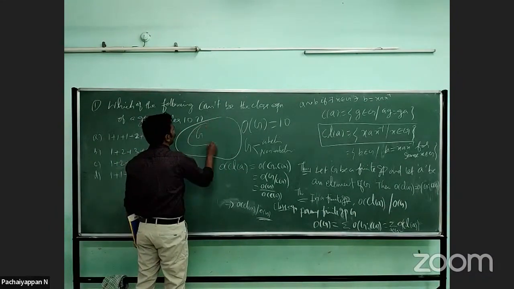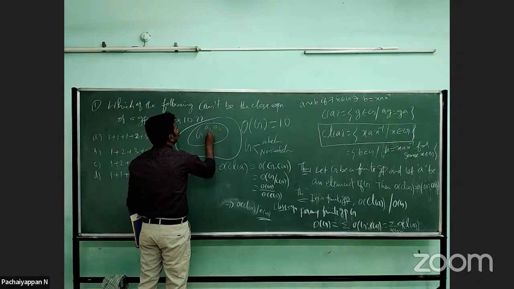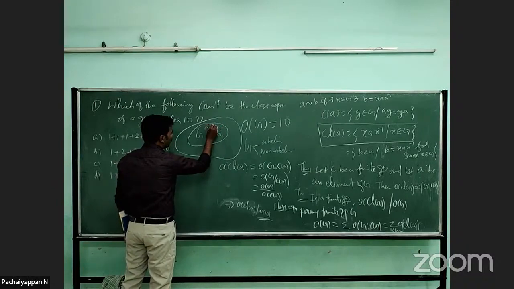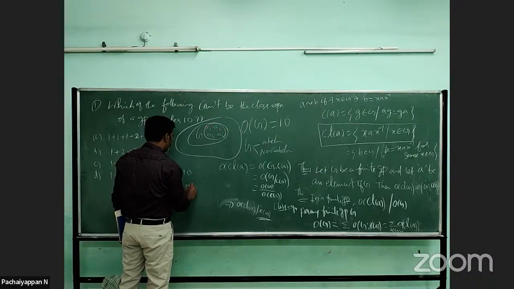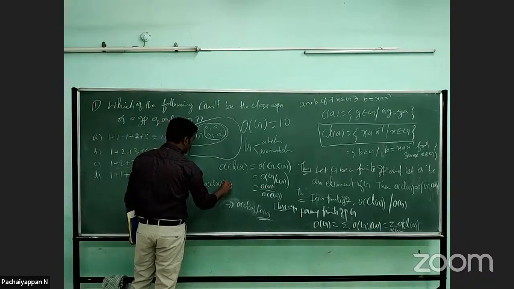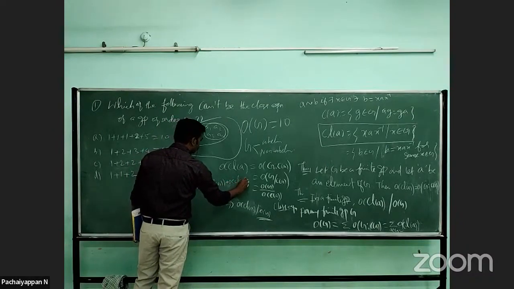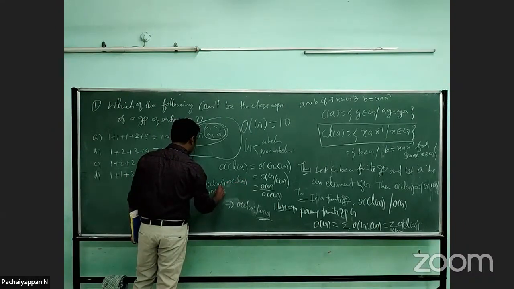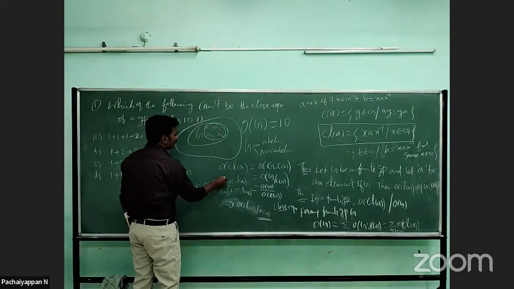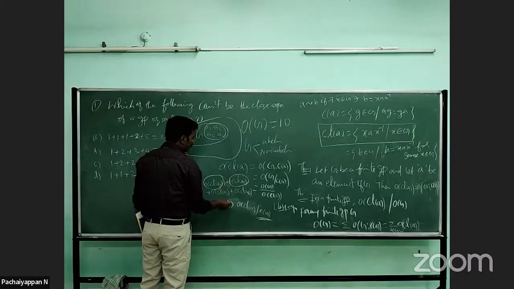Suppose G is the set A1, A2, A3, A4, and so on. Now, only 4 elements are there in G. Then order of G equals order of CL of A1 plus order of CL of A2 plus order of CL of A3 plus order of CL of A4. That's all. We don't know how many elements are there.